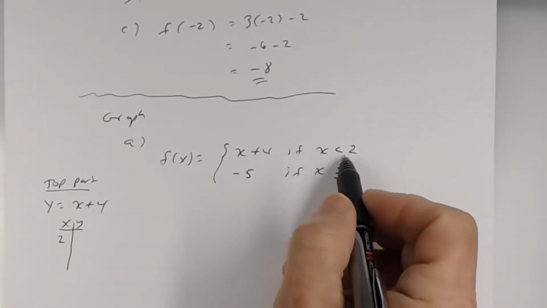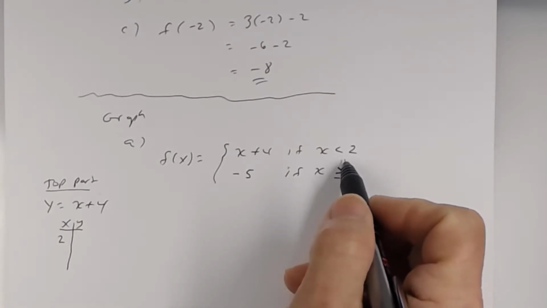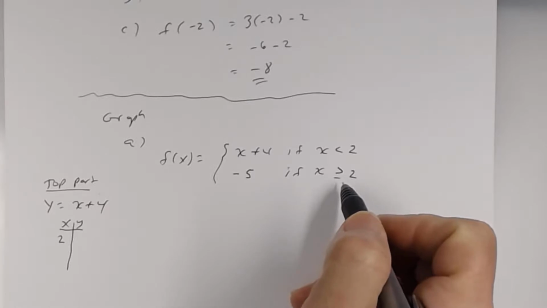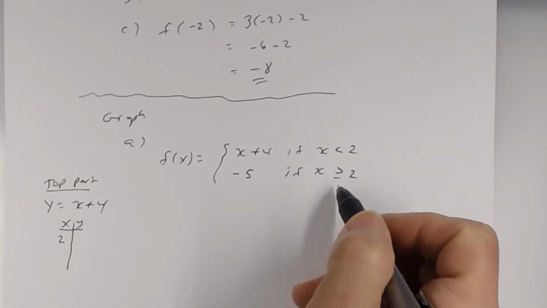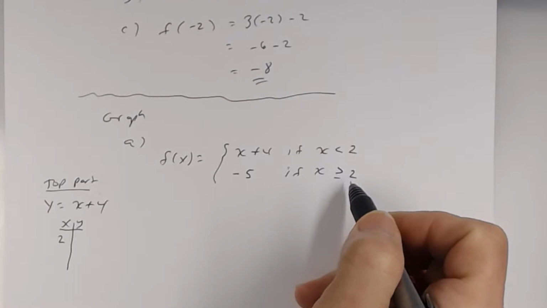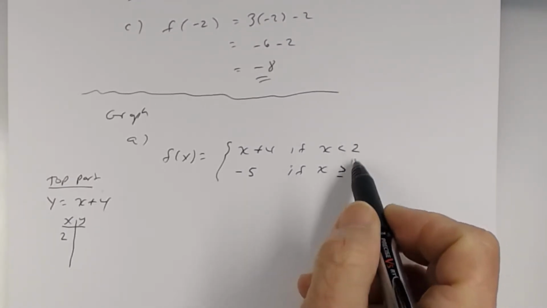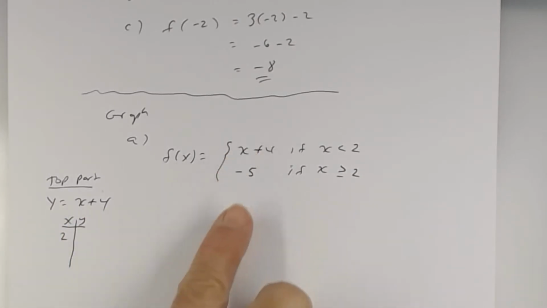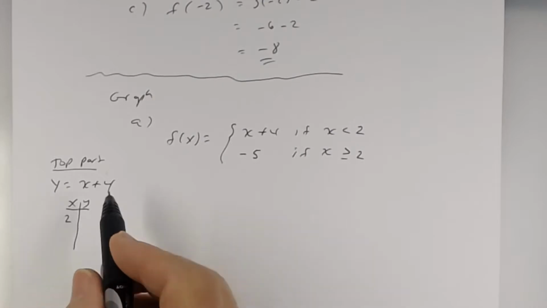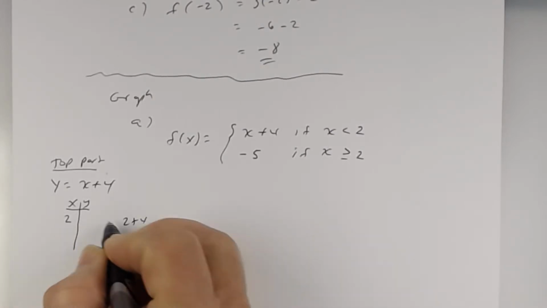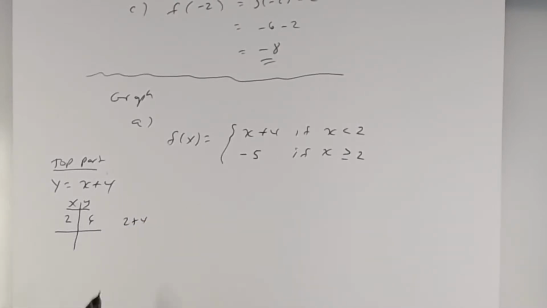Is 2 part of this domain? No, because there's no equal sign. Is 2 part of this domain? Yes. So you're going to see the differences between these two when you plot those points. But whatever number's used here, you're going to use in both parts of the function. Okay? So if x is 2, you're going to say 2 plus 4 is what? 6.